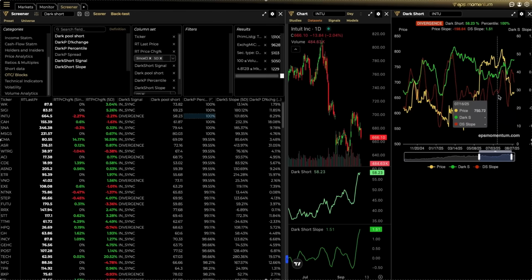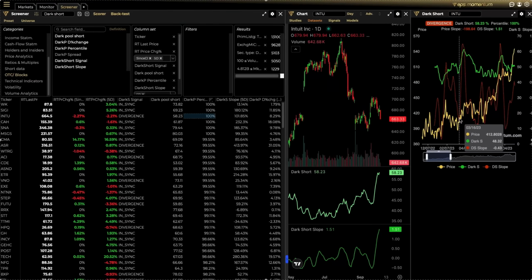By watching the slope, we can see shifts in institutional positioning early, which can help identify potential rallies or reversals before they appear on the main chart. For example, here we can see on the chart that the dark short slope, red line, starts rising while the price is still relatively flat. This tells us that institutional investors are increasing their positions before the price reacts. A few days later, the price begins to move up, confirming the signal from the slope.